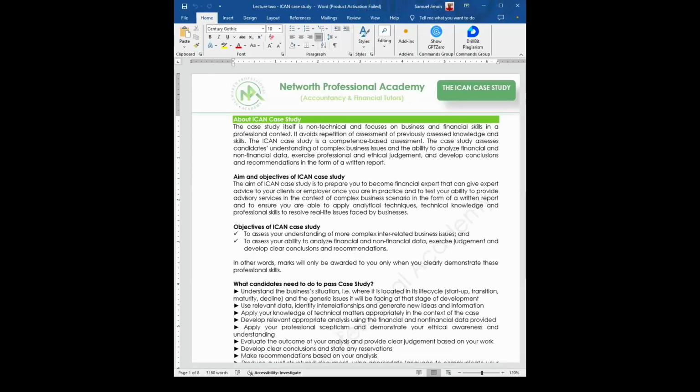So today we are going to move a bit further, to dive deep into what the ICAN case study is. When you understand what the ICAN case study is, what you are expected to do, what you are expected not to do, and you can get the objective and all those things, then it will give you a very high chance of passing the paper very easily. So today, let's look at the ICAN case study.